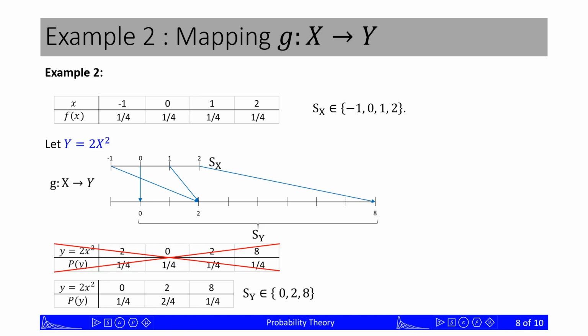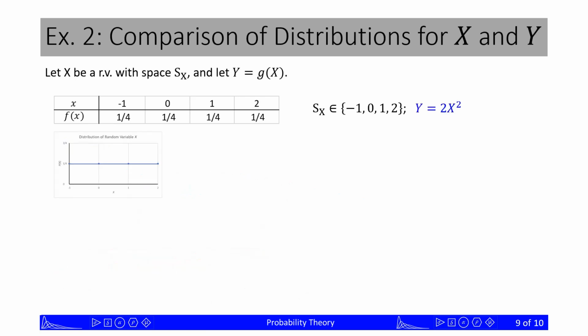Now notice that the total probability for y adds up to 1. This is an easy check to verify there are no errors. So if the probability does not add up to 1, it is not a probability distribution and there is an error. Now let's take a look at the effect of the transformation graphically.